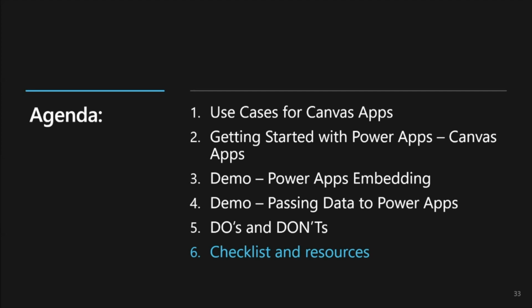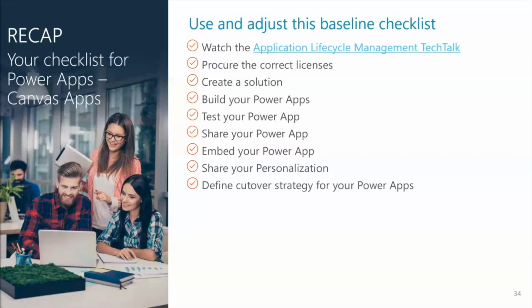So what I want to do is kind of recap some of the things that we talked about. If you're not familiar with the application lifecycle management of Power Apps, I do strongly recommend that you check out this Tech Talk with the link that's here that walks through all the details of how to actually promote your applications through your dev, test, and prod environments. You'll want to make sure as well that you're procuring the correct licenses for whatever your scenario might be. And again, we're not going to go into the details, but you can check out the licensing guide, which has all the information about what licenses are required for Power Apps.